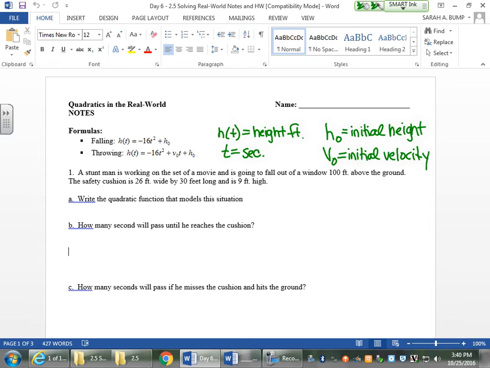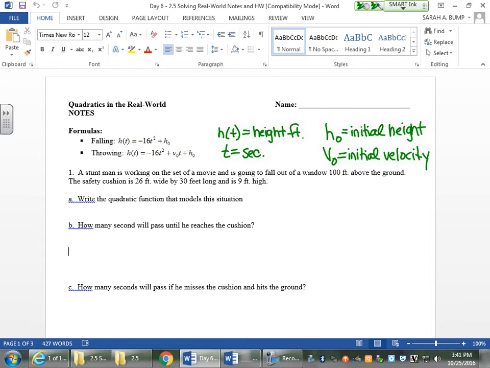When we do these real-world scenarios, you're either going to have to write your own equation using those formulas, or if a formula is already given to you, you don't have to try to write your own. You're going to use the one they gave you. So you only use these formulas if you don't have a function, and it's a falling object or an object that's being thrown. But if one's already there, don't try to reinvent the wheel and write another one. Use the one that you were given and analyze the information to figure out how to solve it.